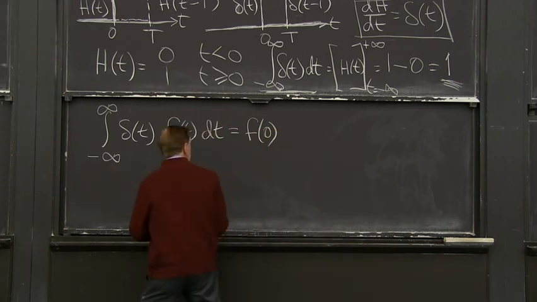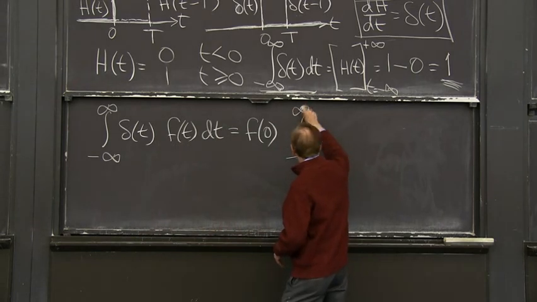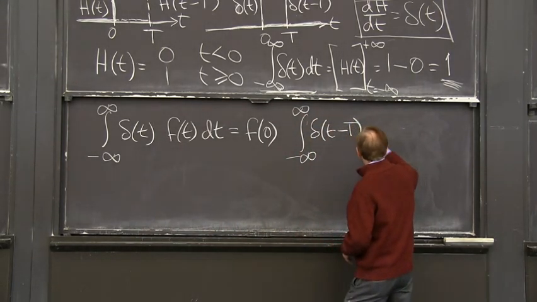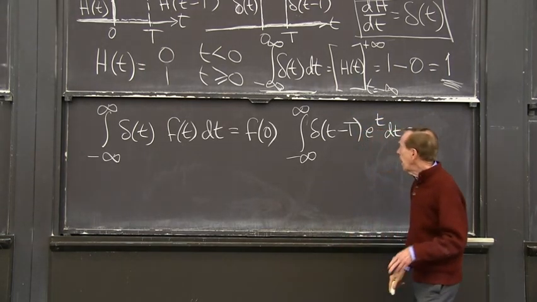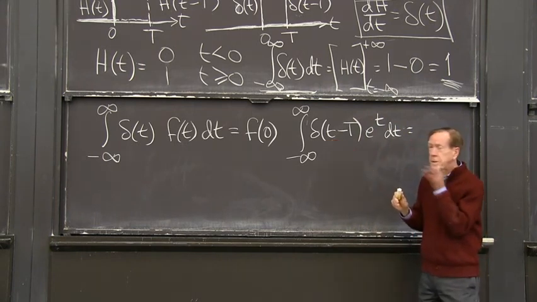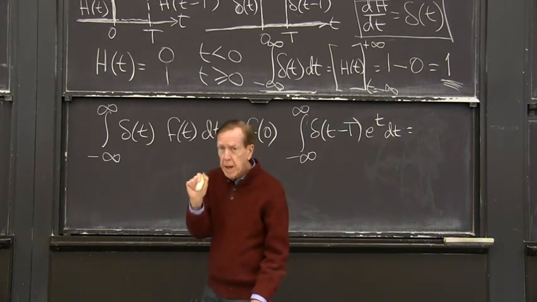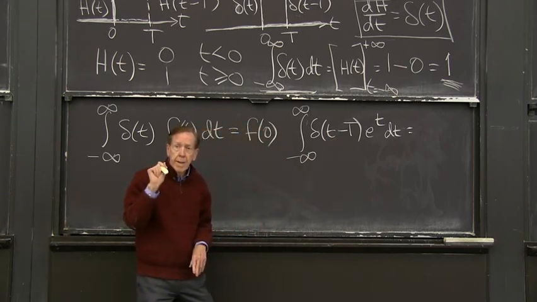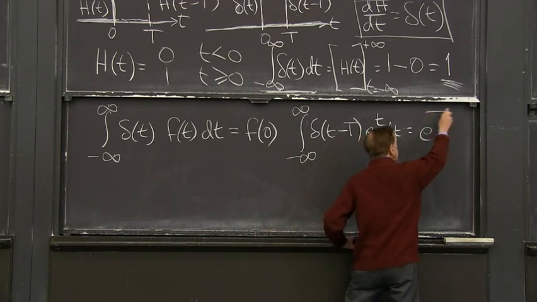Let me ask you for another example. The integral from minus infinity to infinity of delta, let me use the shifted delta, times e to the t dt. Can you compute that integral? Well, again, that function is 0 almost all the time. The only time, the moment that impulse hits, is t equals capital T. At that moment, this is equal to e to the capital T, and that's all that matters.